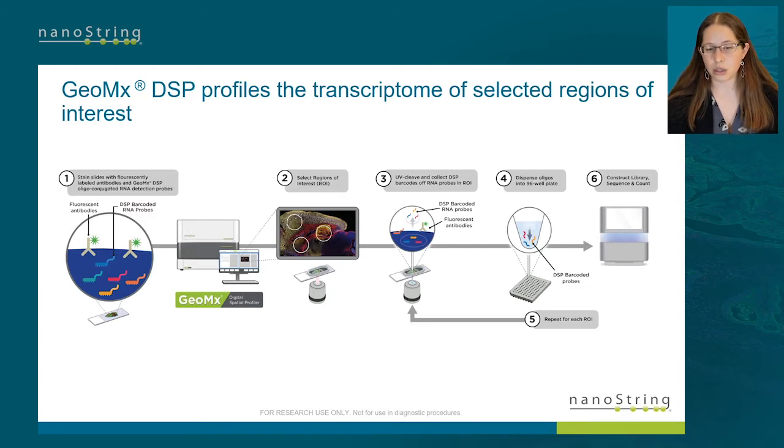And then what the instrument does is that it illuminates just the regions of interest that you've selected with UV light, which cleaves the barcode off the hybridized ISH probes. And then the instrument collects those liberated barcodes into individual wells, one well for every ROI. And so then you can sequence the barcodes, and you end up with a count for every transcript for each ROI that you've selected. And then you can map those counts back to the image or to any annotations of that ROI that you have.